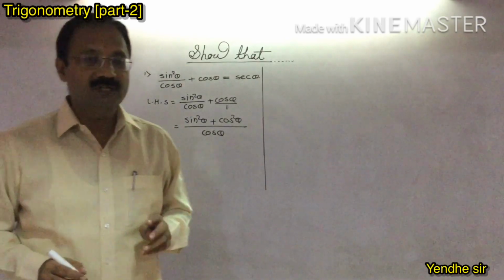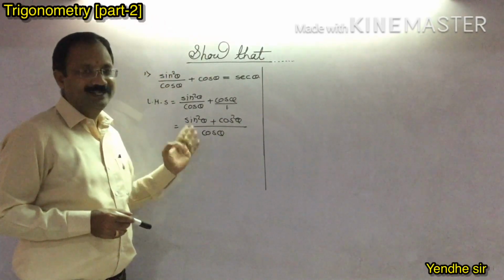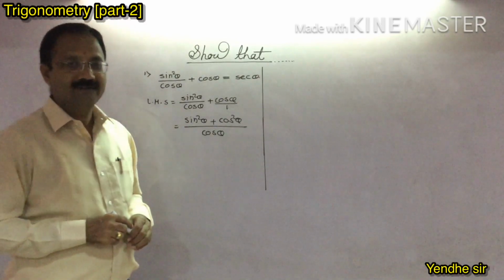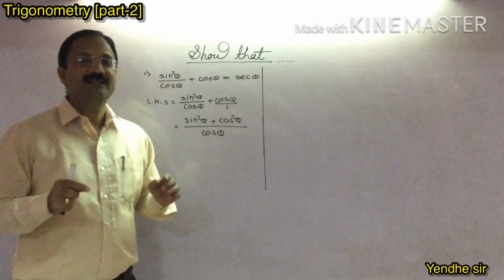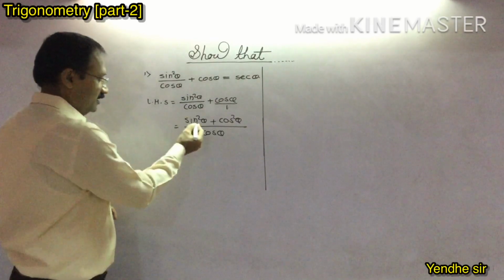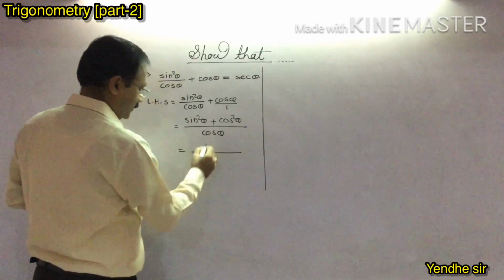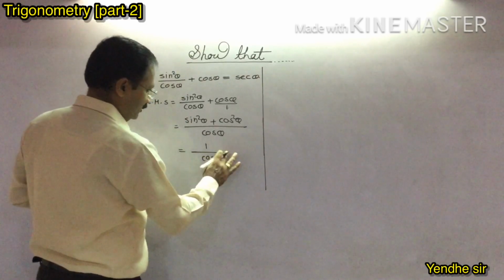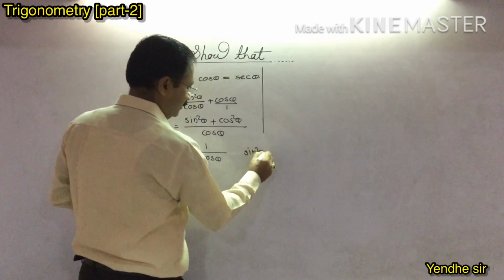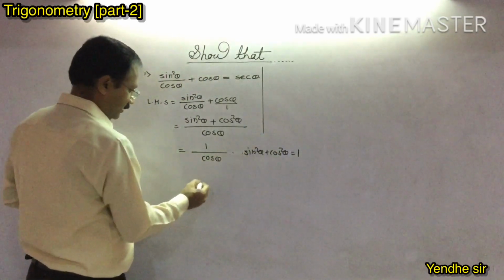Then, which is the rule number 4? Take a common. Is anything common? No, nothing is common. Rule number 5. Which is the rule number 5? Is sin square theta plus cos square theta there? Yes, sin square theta plus cos square theta. Instead of that, you have to write 1 upon cos theta. Here you have to give the reason: sin square theta plus cos square theta equals 1. This is the reason for this one.